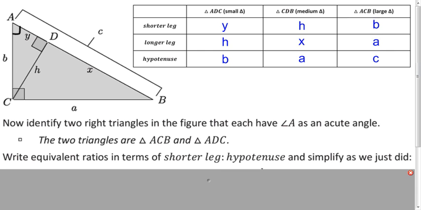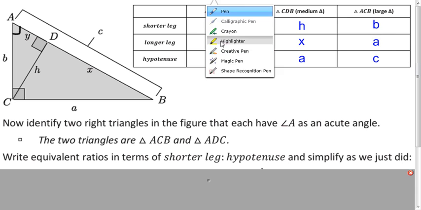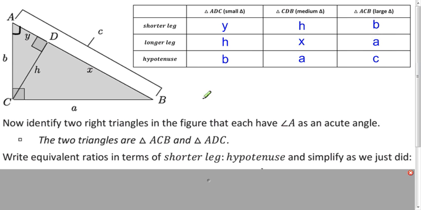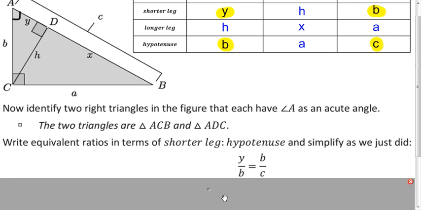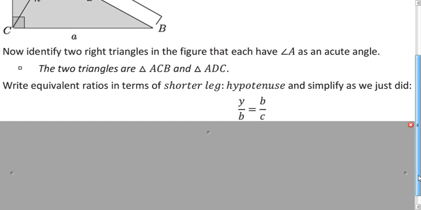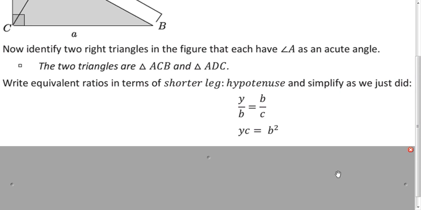So let's see, what proportion can we write that involves B? I want to involve B in the proportion. Well, in the small triangle, B is the hypotenuse. And in the large triangle, B is the shorter leg. So if we're going to use these two triangles, the small and the large one, we have to involve Y here because of this B over here. We have to involve C because of this B down here. So now we can write Y over B equals B over C. And now we apply the cross product, and we get YC equals B squared.